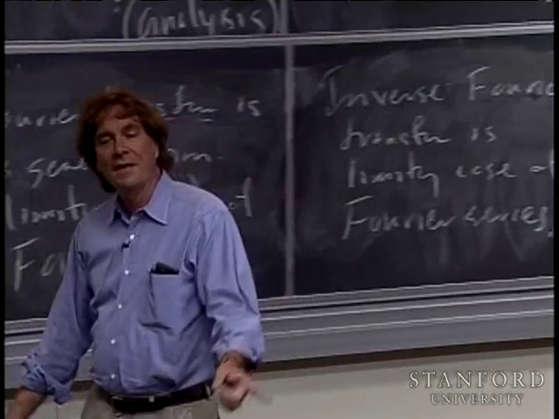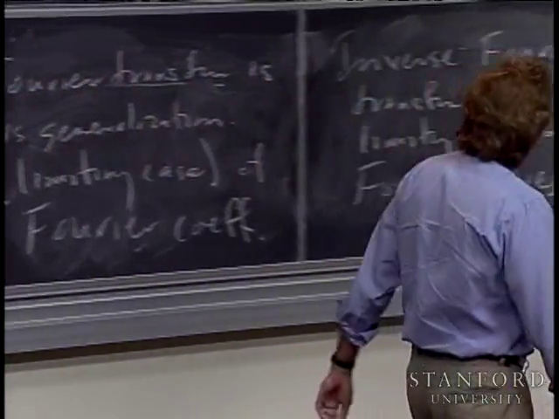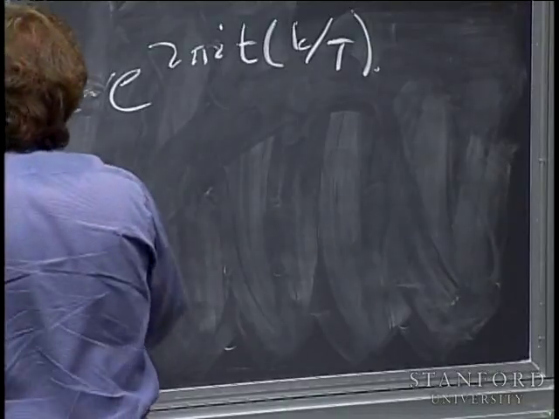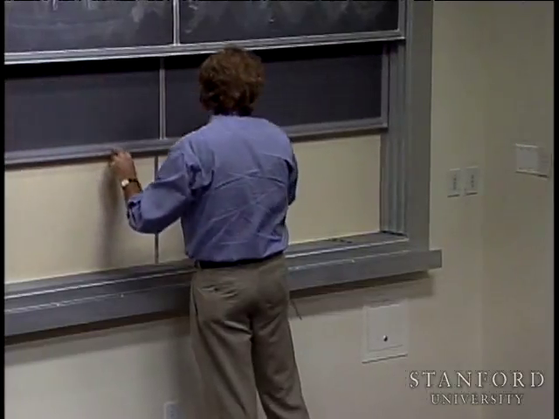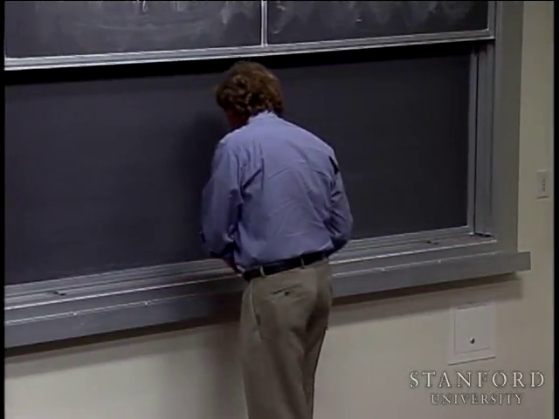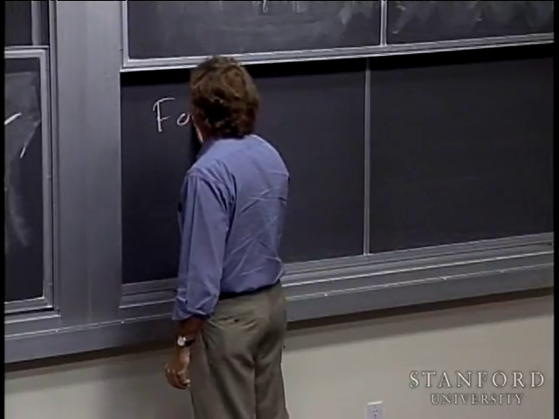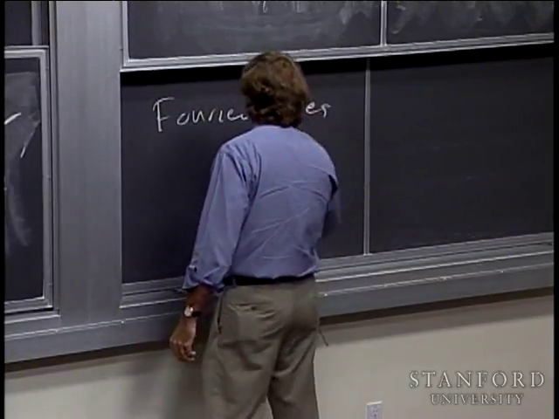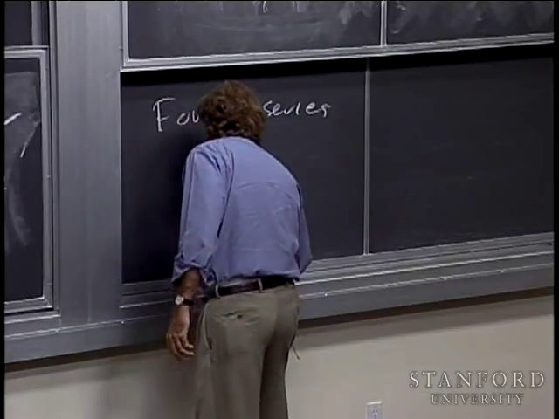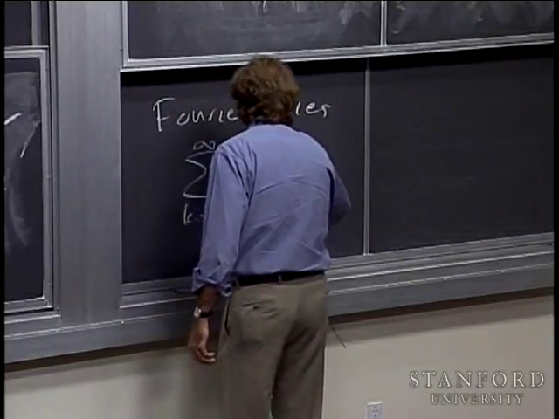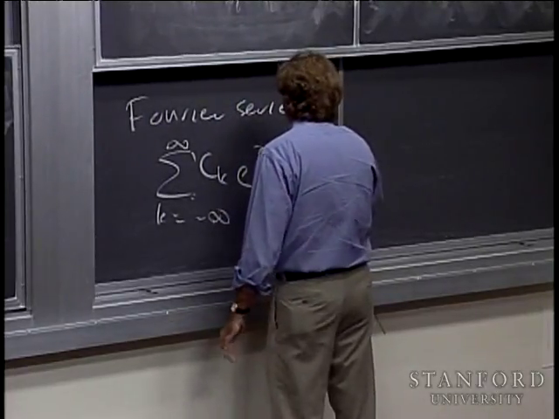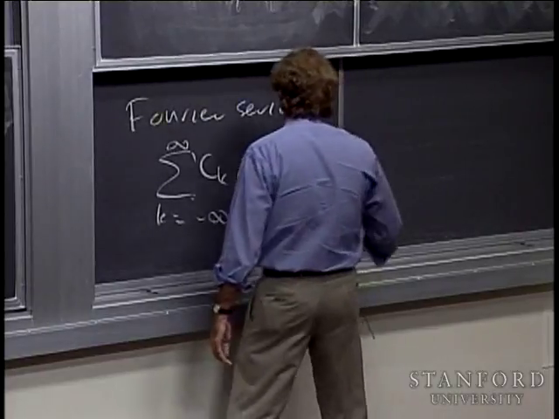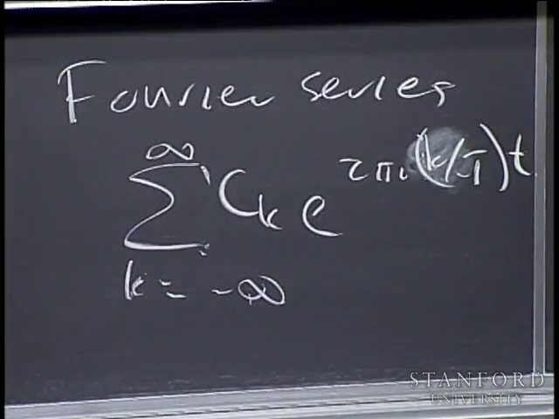And the corresponding Fourier series are of the form the sum over k going from minus infinity to infinity of c sub k times e to the 2 pi i k little t over capital T. I'm going to write it like that for reasons you'll see in just a second. That's what the Fourier series looks like.